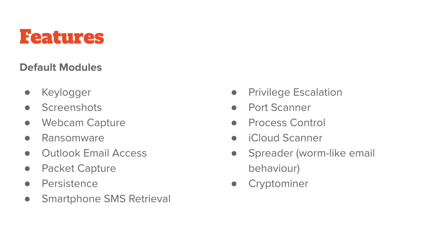If it does land on a smartphone, it knows how to look for SMS messages and then send those off to some central server. It'll do privilege escalation, so if it's a regular user, it'll try to become root or the sysadmin. It's got a port scanner, it can control processes, like start and stop them. It can look for iCloud accounts and then pillage all the stuff in an iCloud account. And it can even just deploy a crypto miner if you want to make Bitcoin money.